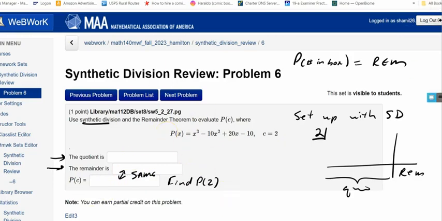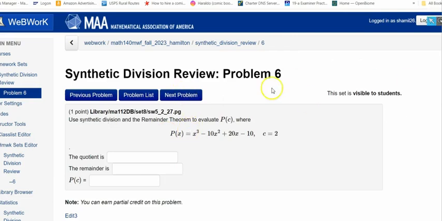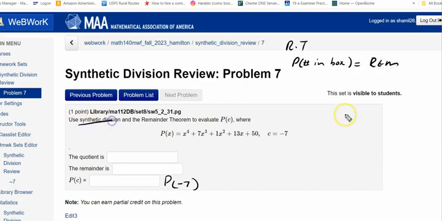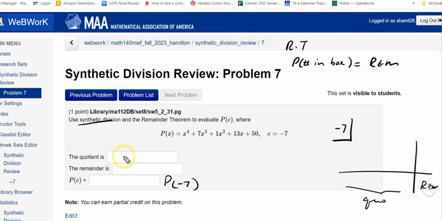So what are they asking you to do on the next one? Same thing, using the remainder theorem. So what is P evaluated at C? They're wanting you to find P evaluated at -7. The remainder theorem says P evaluated at the number in the box is equal to the remainder. So you're going to set this up with synthetic division, but the number in the box is going to be -7. And so you'll get a quotient and you'll get a remainder that you put in here, and P evaluated at -7. These two things are going to be the same.